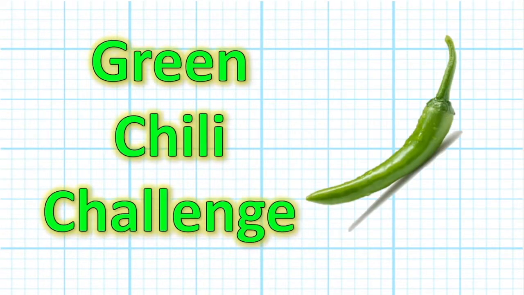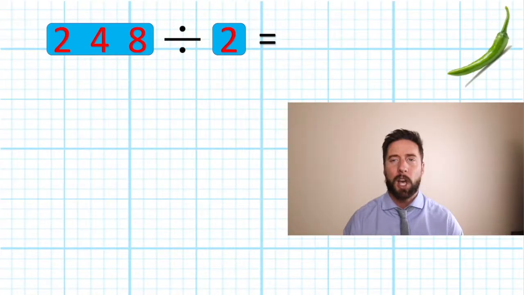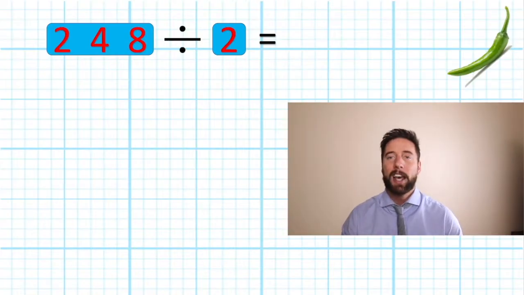But what happens if we get a bigger question? Let's have a look at a green chili challenge. Let's have a look at 248 divided by 2. Now, I don't want to share out 248 lollipops. That's going to take me all day. And I don't want to have to go up in my 2 times table all the way to 248. Again, that's going to take me a long time. So we need another method.